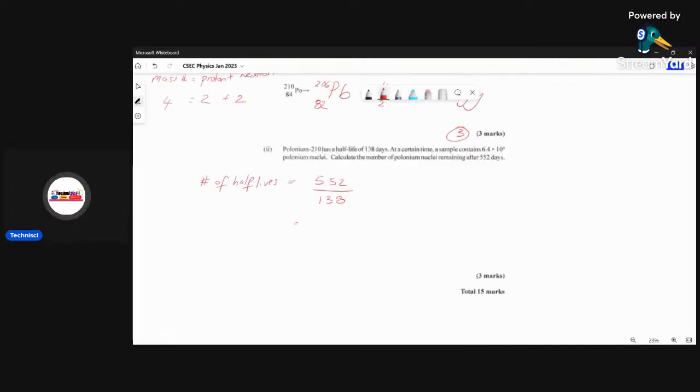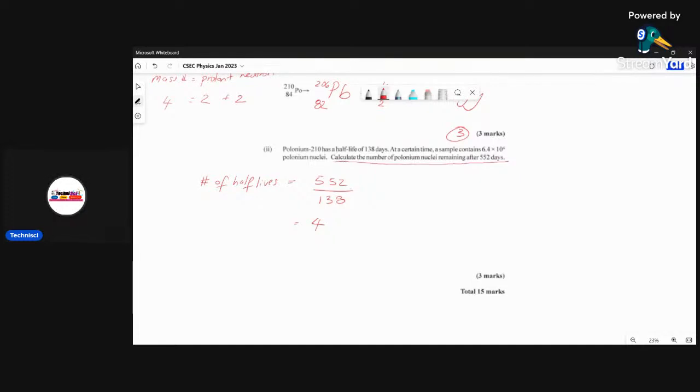When you divide 552 by 138, what's your answer? 4. Excellent. So that means it takes 4 half-lives to get to 552 days. Now you can use any method you want to work out how many are left. Remember, the question asked for the number of polonium nuclei that remain. It didn't ask for the number of half-lives, so you can't stop here.